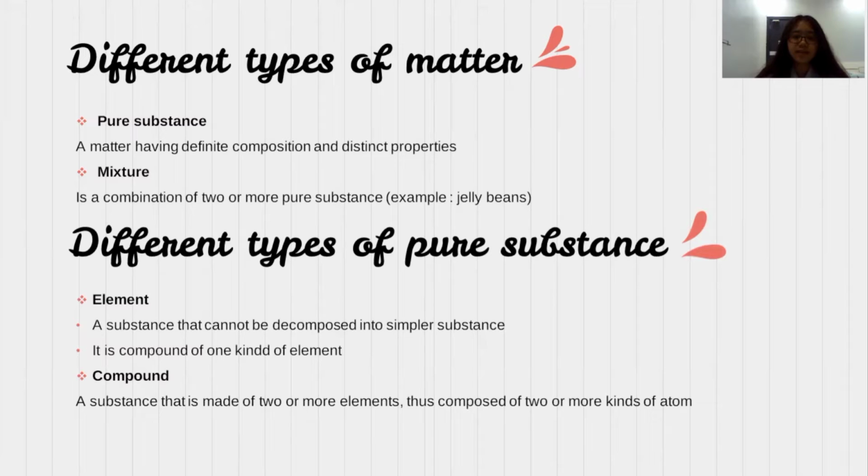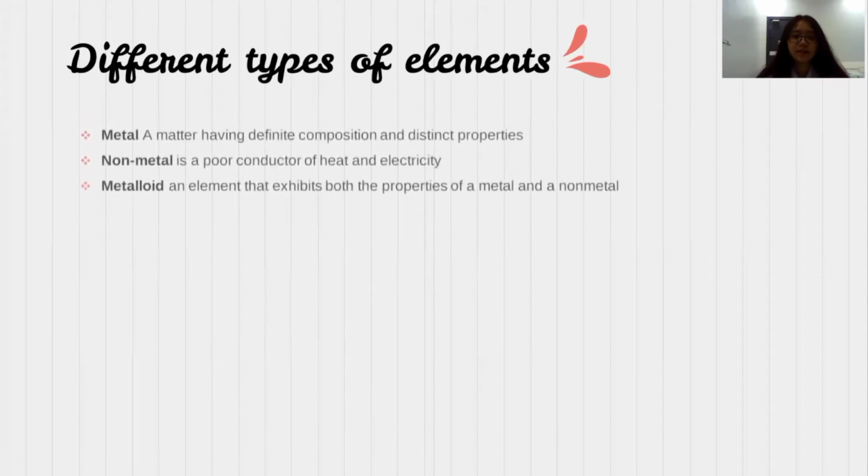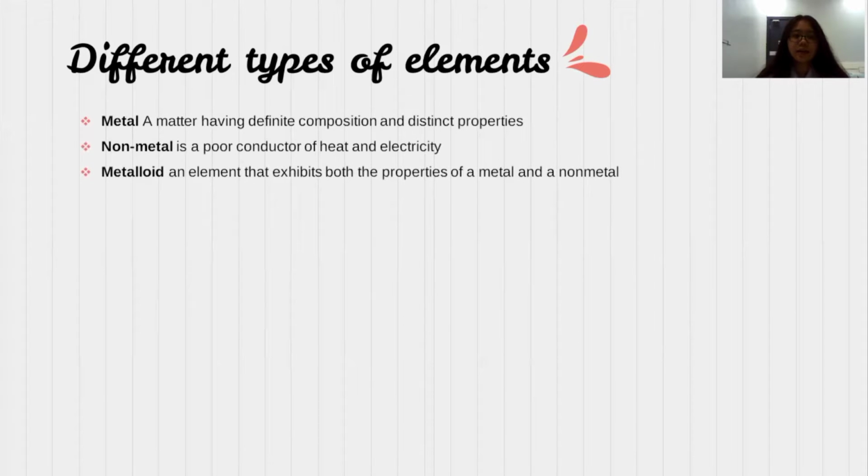Element is a substance that cannot be decomposed into simpler substances, and it is composed of one kind of element, while compound is a substance that is made of two or more elements, thus composed of two or more kinds of atoms. Different types of elements consist of three: metal, non-metal, and metalloid. Metal is a matter having definite composition and distinct properties. Non-metal is a poor conductor of heat and electricity, while metalloid is an element that exhibits both the properties of a metal and a non-metal.